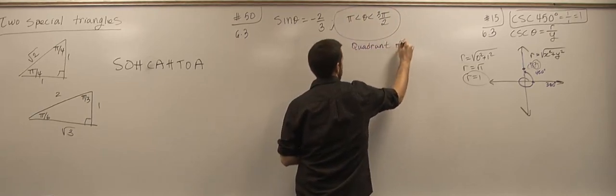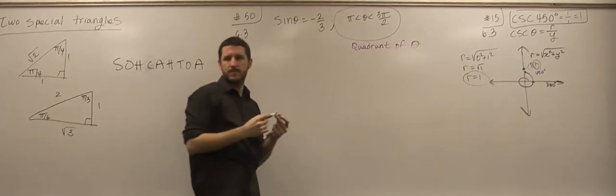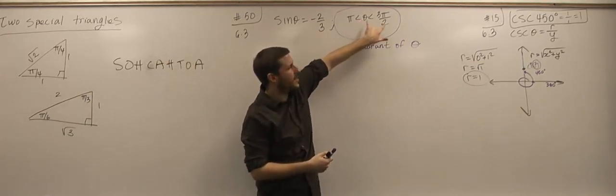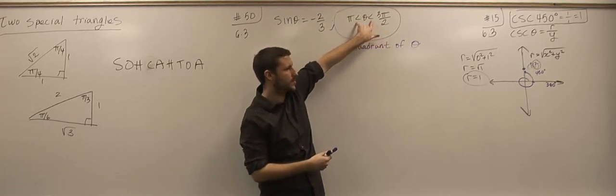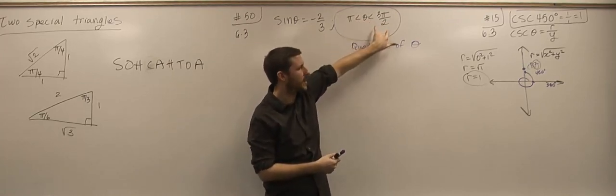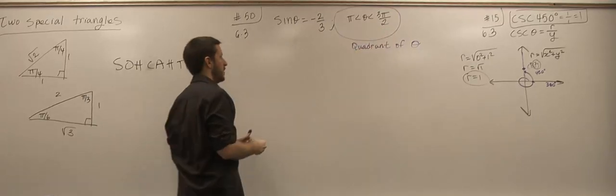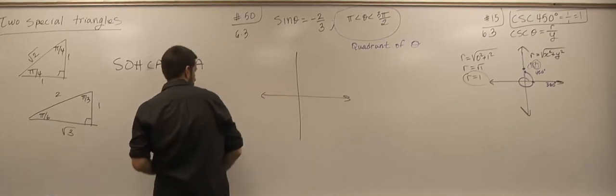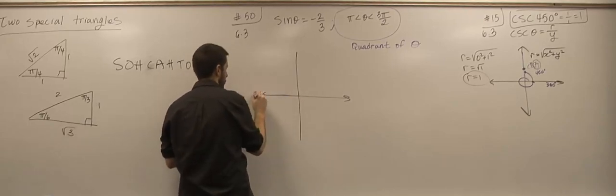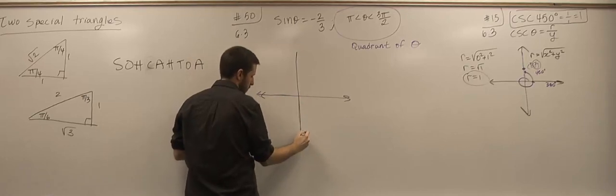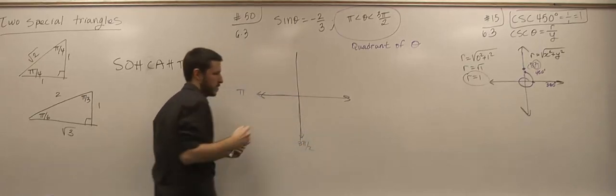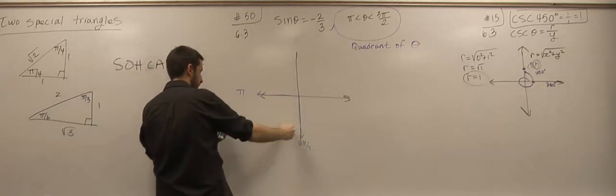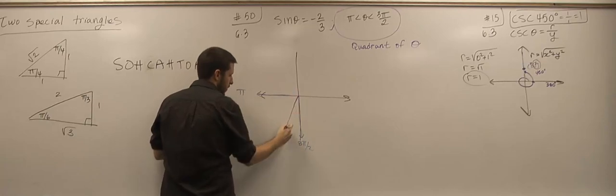And what quadrant is theta in? 3. And how do you know that? Because theta is between pi and 3 pi over 2. That's what this is saying. That's the way you can read this. So all you have to know is where pi and 3 pi over 2 is. Here's pi. Here's 3 pi over 2. Theta's in between there. So wherever theta lands, it's going to be somewhere in the third quadrant.